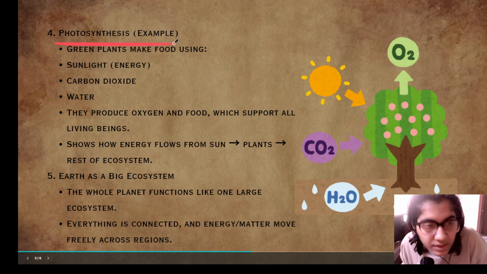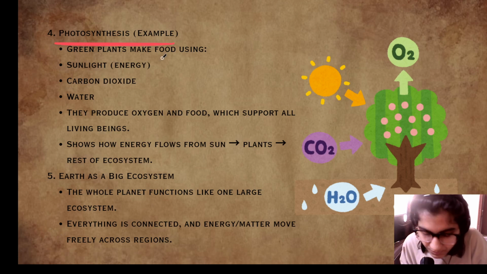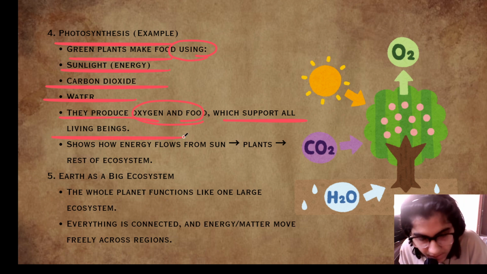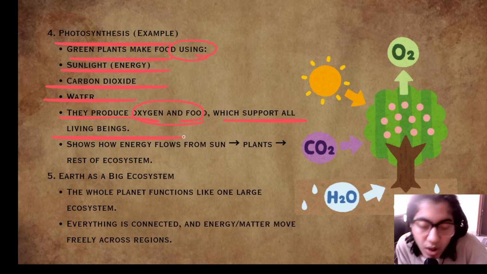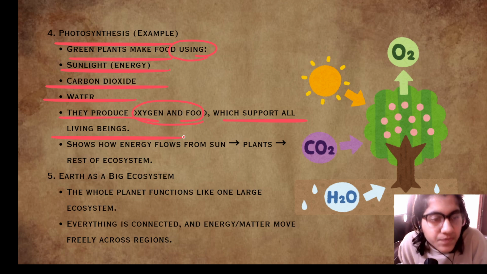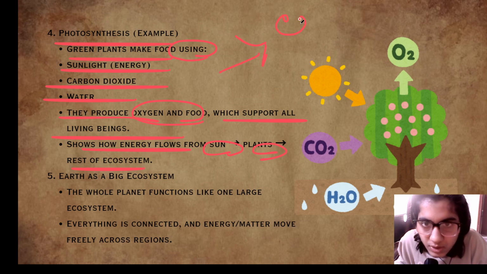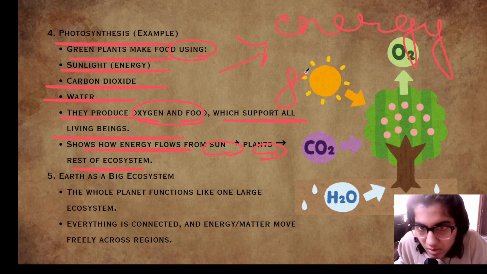Photosynthesis, so let's talk about this process. Green plants make food using sunlight, carbon dioxide, and water. They produce oxygen and food which support all living beings, and which we take in. It shows how energy flows from the sun to plants to the rest of the ecosystem. This is an example of how the energy flows in an ecosystem.